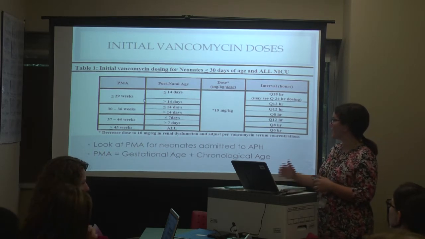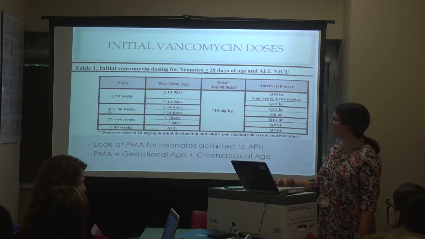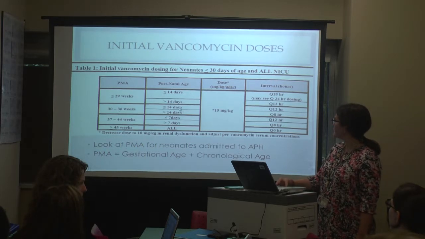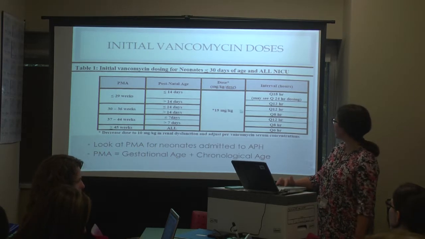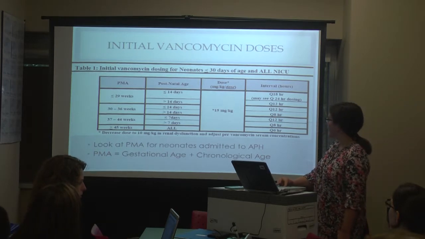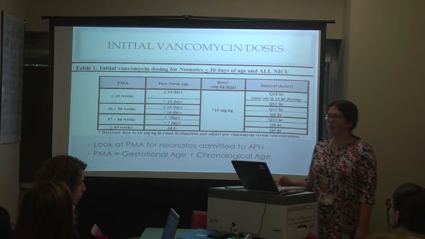So in this example, if they were 30 weeks gestation and they were 14 days old, we know their postmenstrual age is 32 weeks and they're 14 days. So everyone gets 15 mg per kg, and then they would be Q12. Now what if in the next day they are 15 days old? Do you change the regimen?